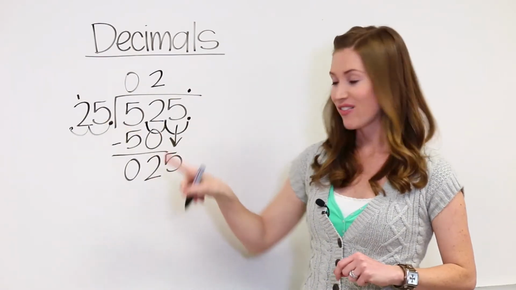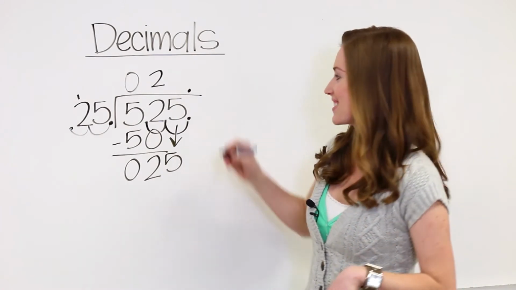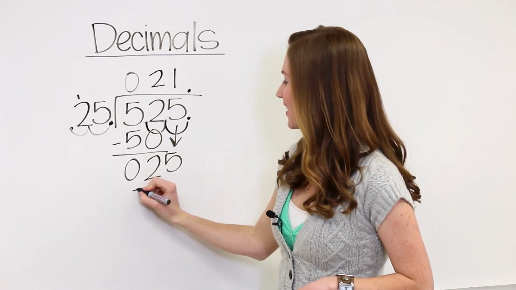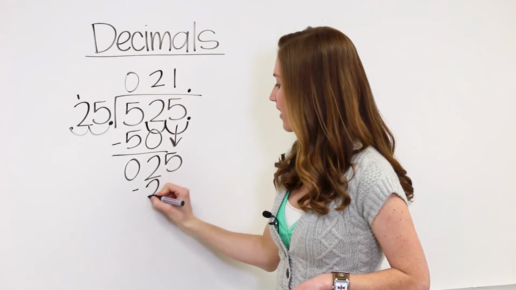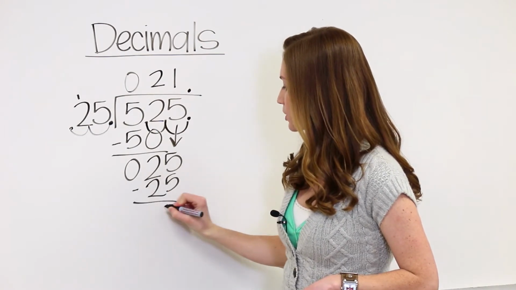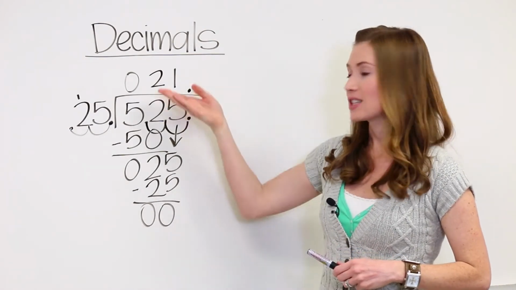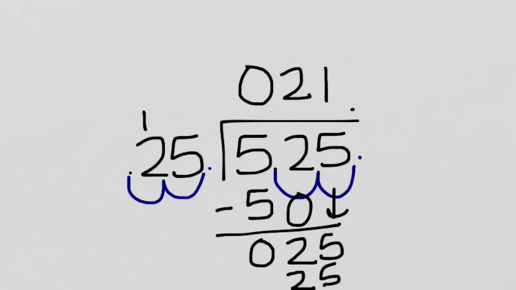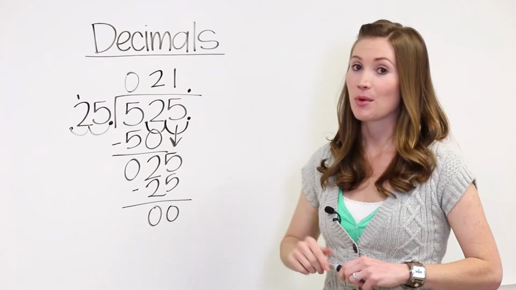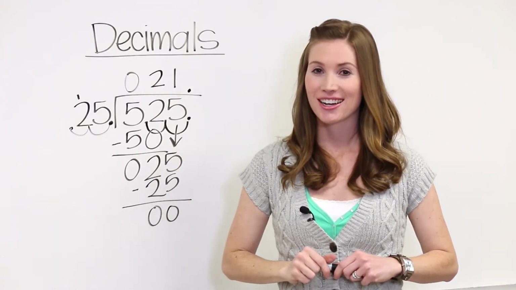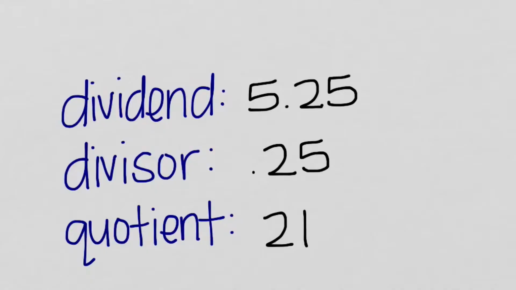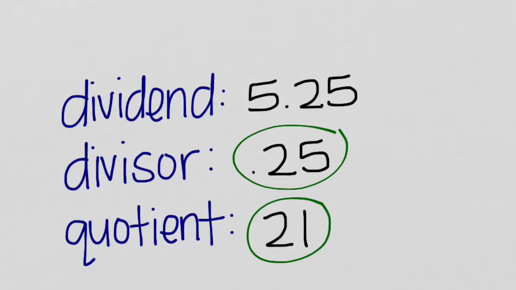How many times can 25 go into 25? That's easy. Once. 1 times 25 is 25. We'll subtract, and we get 0. Let's read our quotient together. 21. Now remember, we still need to check our work. Let's do it together. Now our quotient is 21, and our divisor is 25 hundredths. If we multiply the two, we should get our dividend of 5 and 25 hundredths.